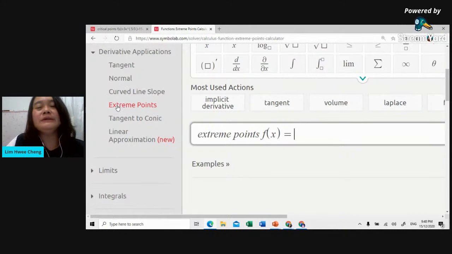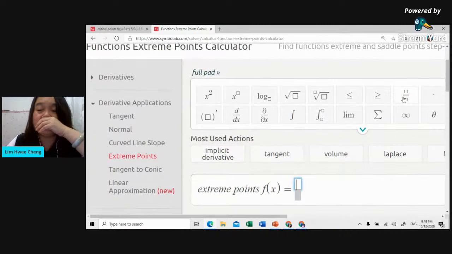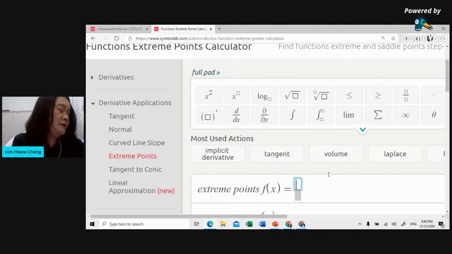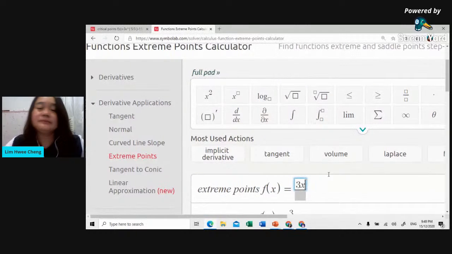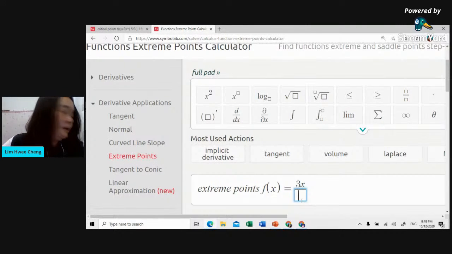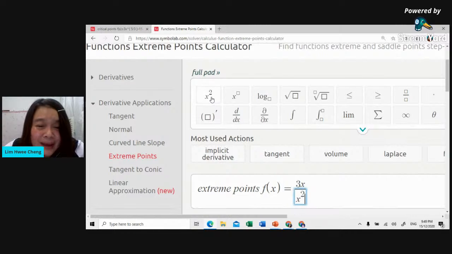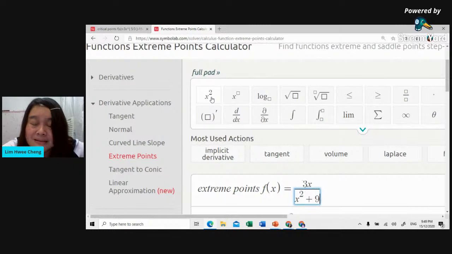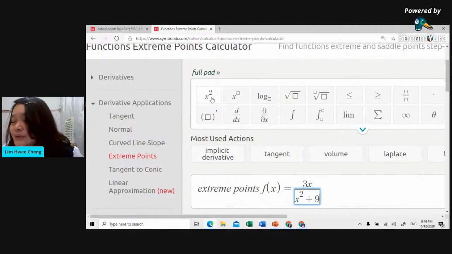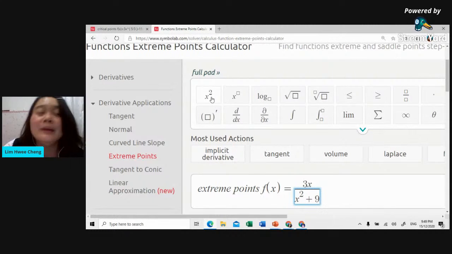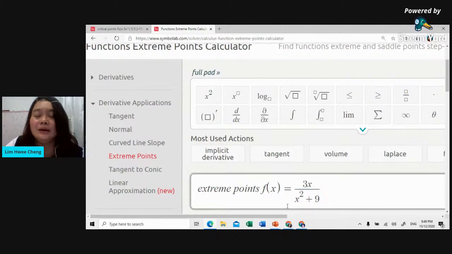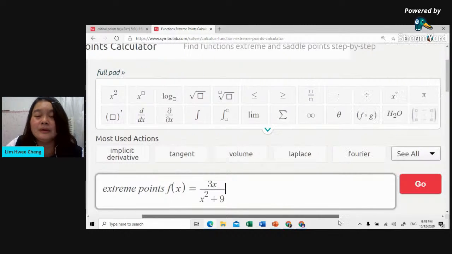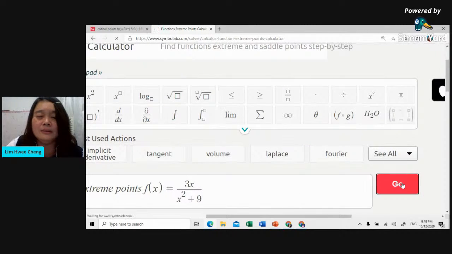Okay, I will show you this app. They will give you the first and second derivative test. Okay, so what is the function that you get is that, okay, so functions nya adalah 3x over x square plus 9. Okay, 3x over x square plus 9. Betul tak? 3x over x square plus 9. Okay, so we press button go.